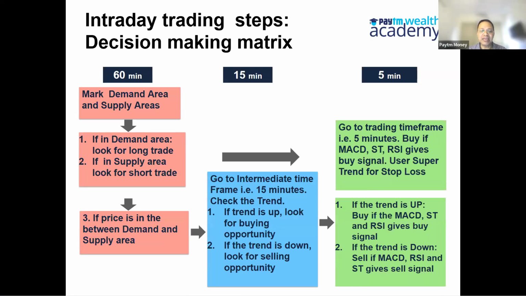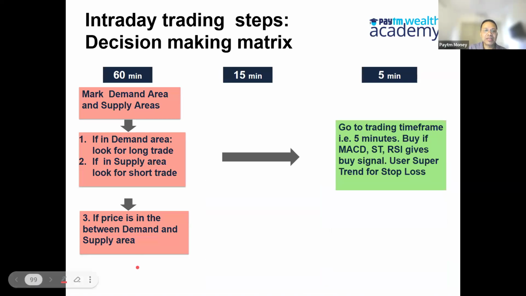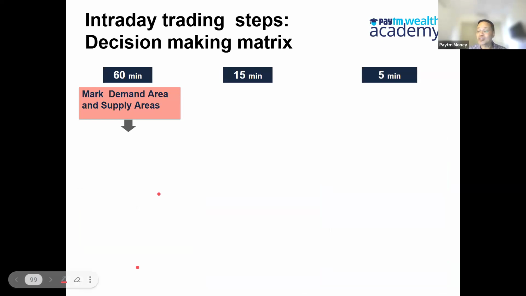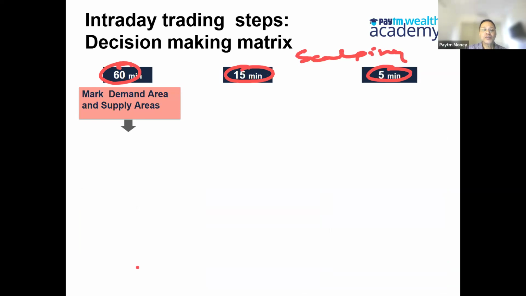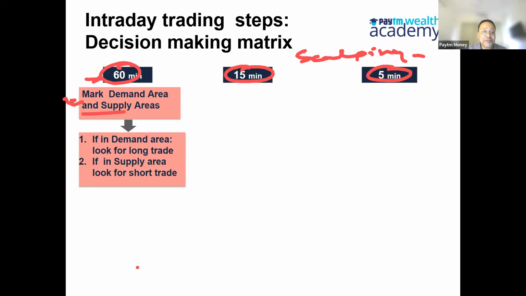Now, let's create this logic here. How I do it. This is for intraday trading. So what is the intraday trading time frame? 60 minutes. It could be 30 minutes, 15 minutes, or 5 minutes. This is for intraday or scalping. So you start with the larger time frame, that is 60 minutes. What do you do first? Mark the demand and supply area. If the price is in the demand area, look for a long trade. If the price is in the supply area, look for a short trade. We discussed it already. Clear?